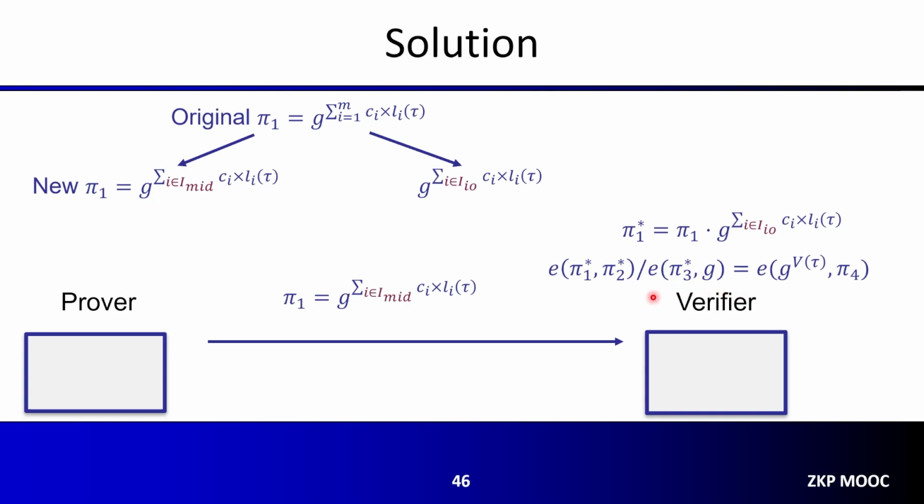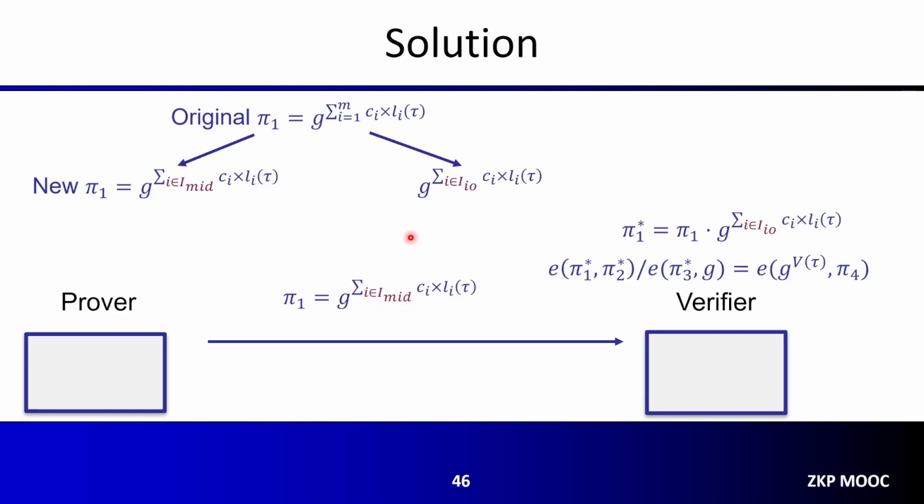Once we do that, we can just perform the original check. The verifier can perform the pairing between pi1 star and pi2 star, divided by the pairing between pi3 star and g, and check if it is the same as the pairing of g to the b(tau) with pi4, as in the original version. So that's the fix to the third problem. Whenever you have some public inputs or public outputs, just move these tasks to the verifier side. And because of this nice algebraic structure in the exponent, the proof remains a constant size.